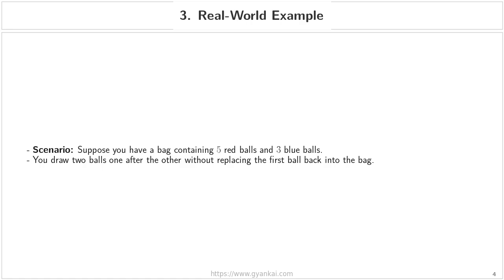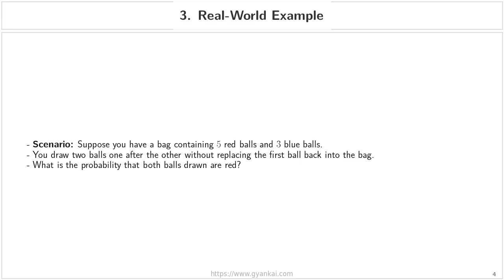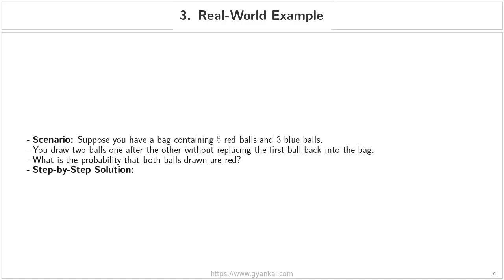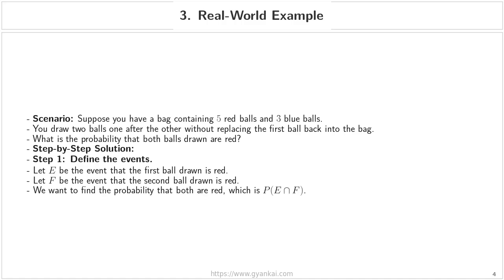You are not replacing the first ball back into the bag before drawing the second. Our goal is to determine the probability that both balls drawn are red. Let's walk through the solution step by step. First, we need to define our events clearly.